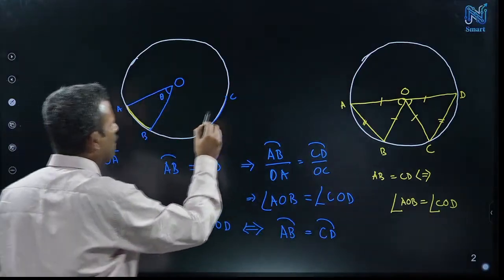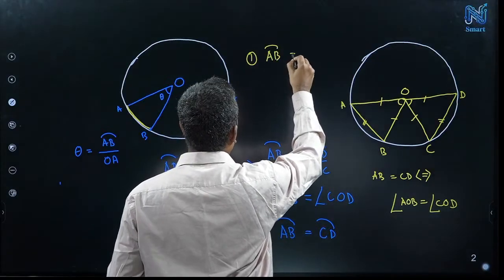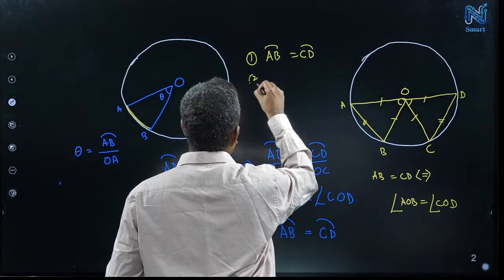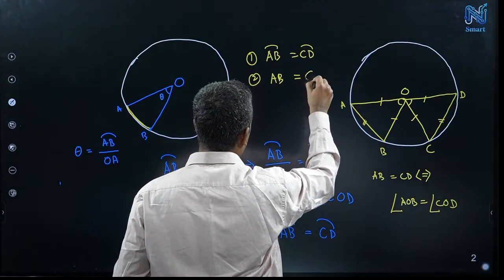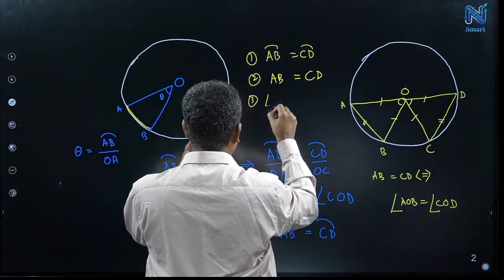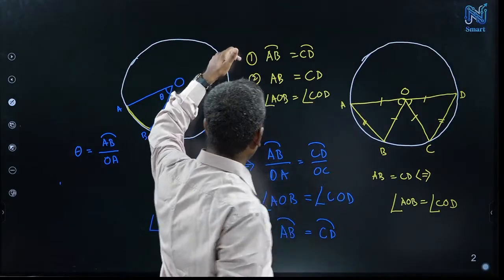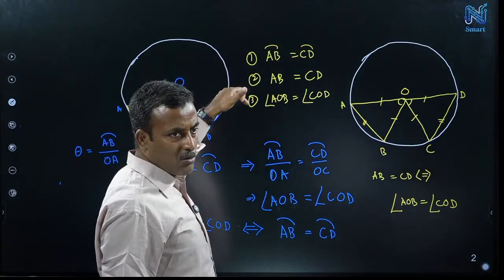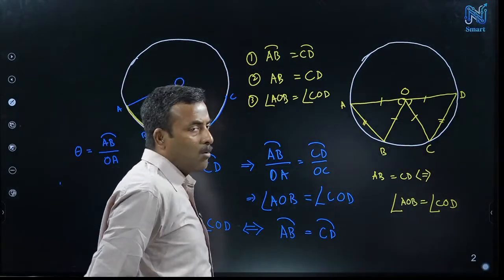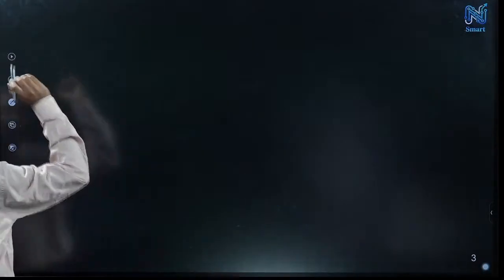So that means there are three things: arc AB equal to arc CD, or chord AB, that is the length, the line segment, and this angle AOB, O is the center, equal to angle COD. If 1 is true, then 2, 3 are also true. If 2 is true, then 1, 3 are also true. If 3 is true, then 1, 2 are also true. That is important. Okay. Now we'll go into the deeper part.